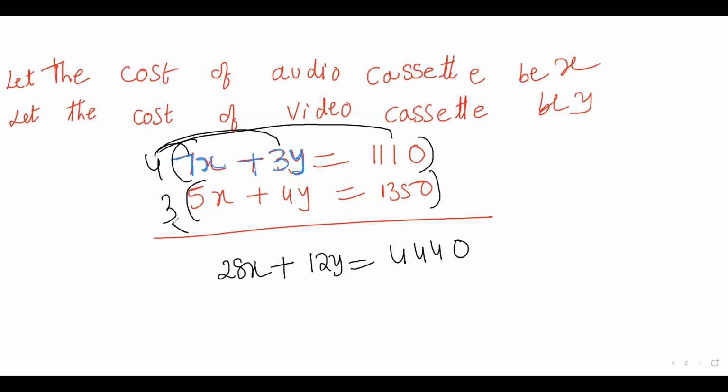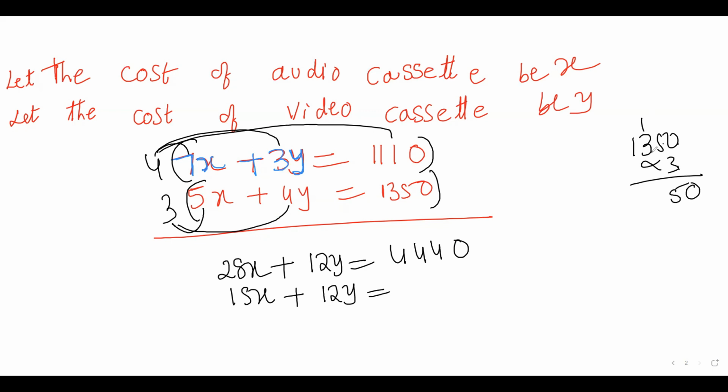Similarly, multiply here. 3 fives are 15x. 3 fours are 12y. Multiply 1350 with 3. 3 zeros are 0. 3 fives are 15. 3 threes are 9, plus 1 is 10. 3 ones are 3, plus 1 is 4. So I am getting 4050.